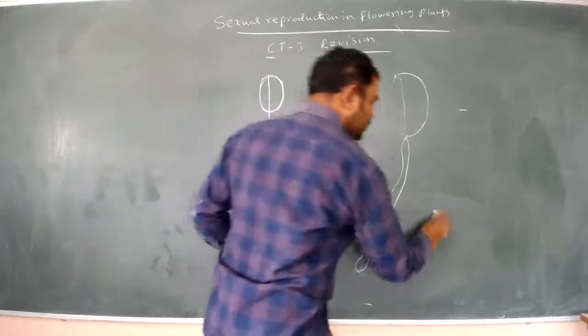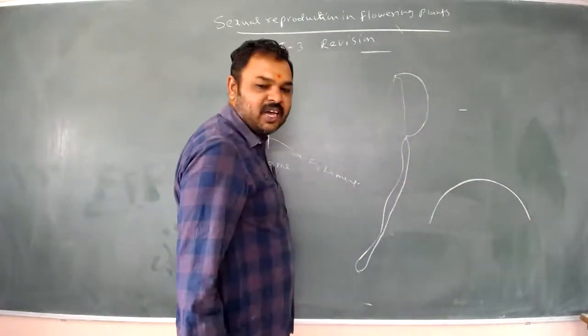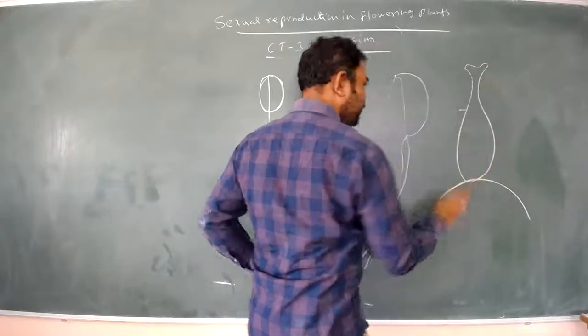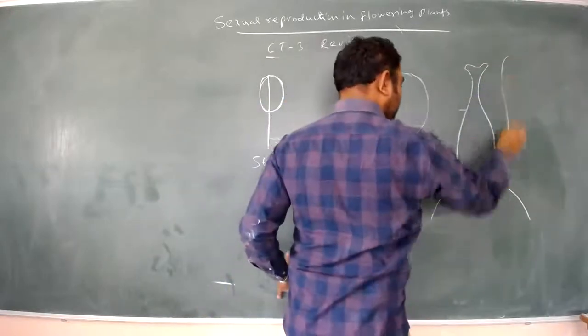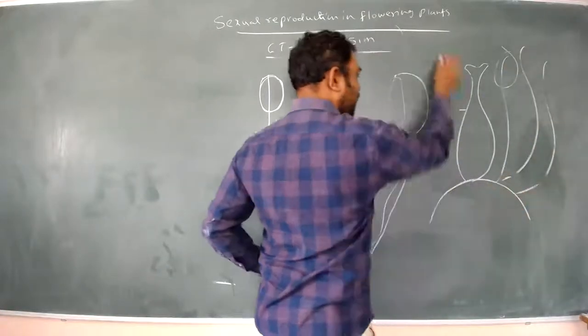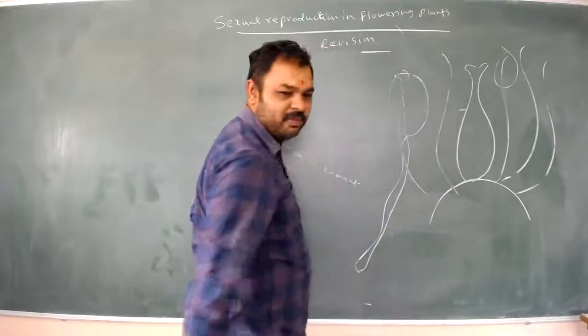You see, this is the flower. On the thalamus of the flower, this is a pistil. What is this here? Pistil. Next one, what is this here? These are the stamens. Next one, corolla and calyx. Here the corolla and calyx of the flower will be there.